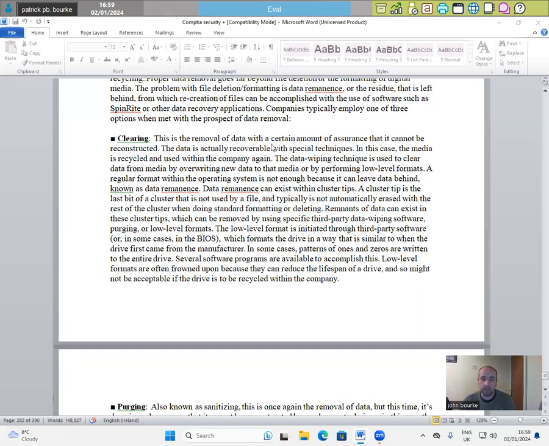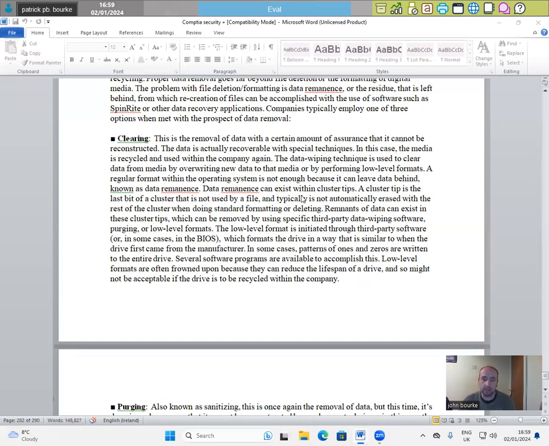This is the removal of data with a certain amount of assurance that it cannot be reconstructed. The data is actually recoverable with special techniques. In this case, the media is recycled and used within the company. Again, the data wiping technique is used to clear data from media by overwriting new data to the media or by performing low-level formats. A regular format within the operating system is not enough because it can leave data behind, known as data remnants.